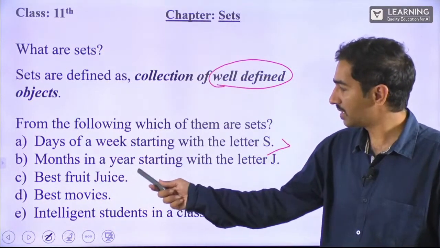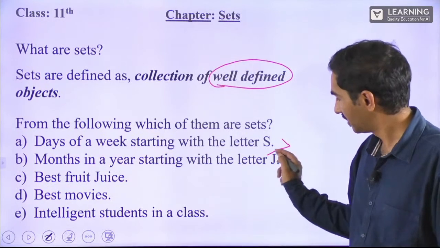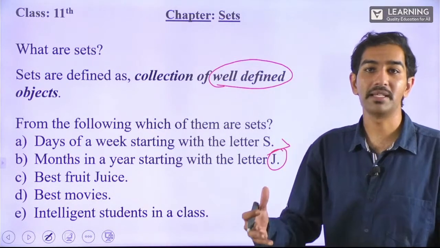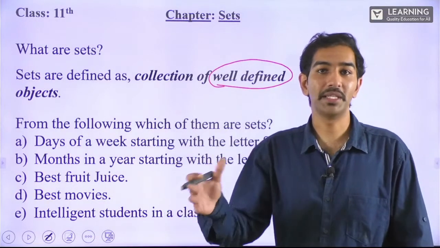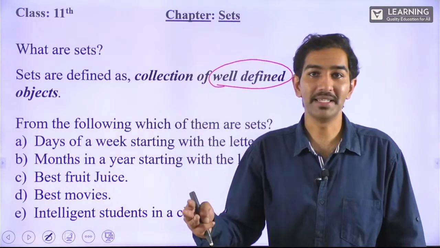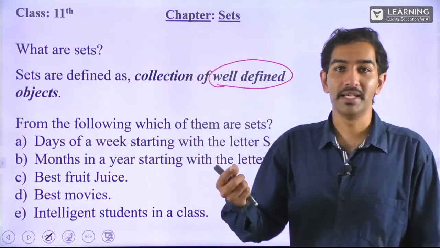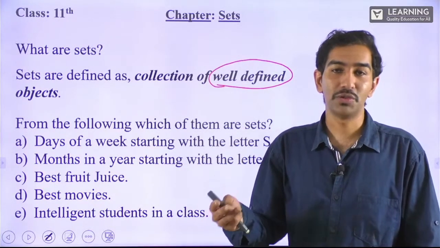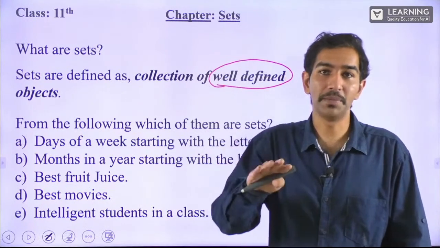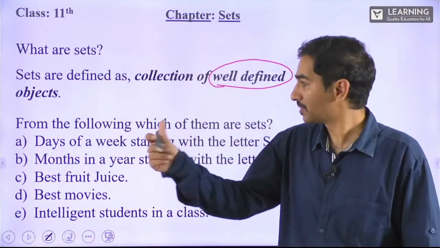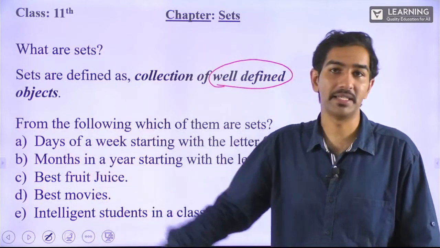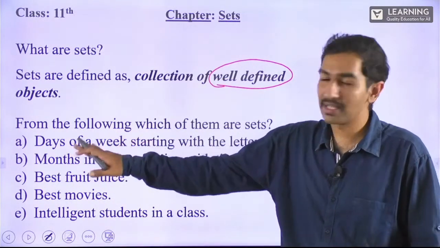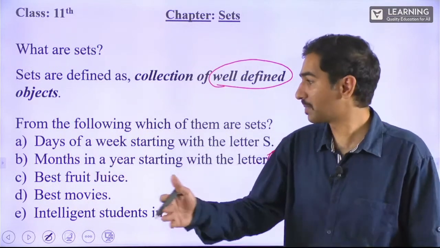Months in a year starting with the letter J. How many months are there in a year starting with the letter J? There are 3 months, correct? What are those months? January, July and June. Again, this does not change from one person to another person. So B is also a well-defined set. Well-defined objects, so it is called a set. Okay, let's see the next example now.